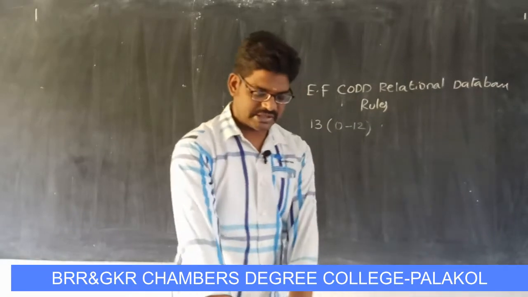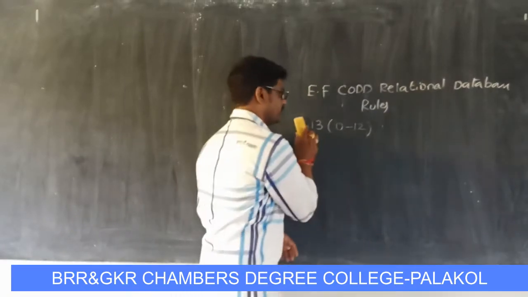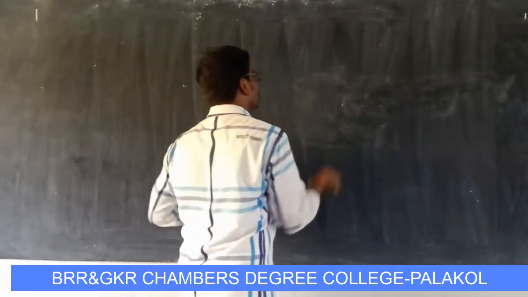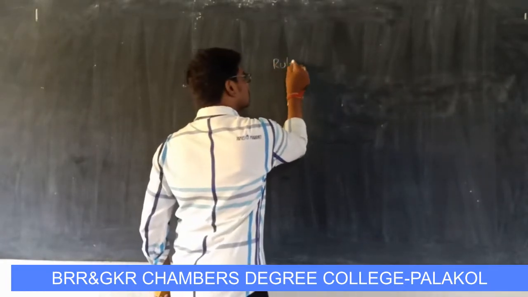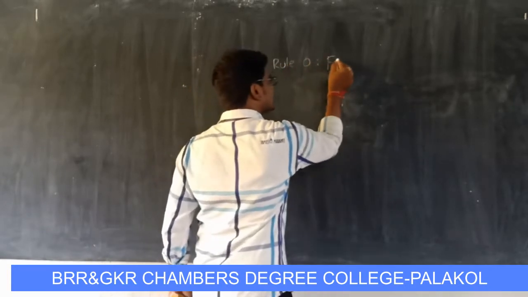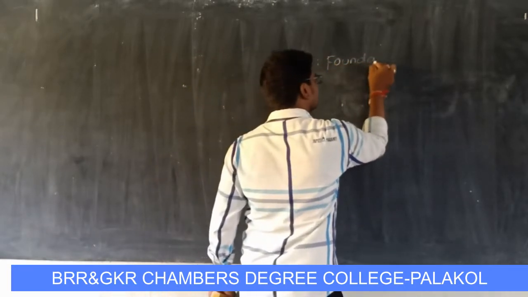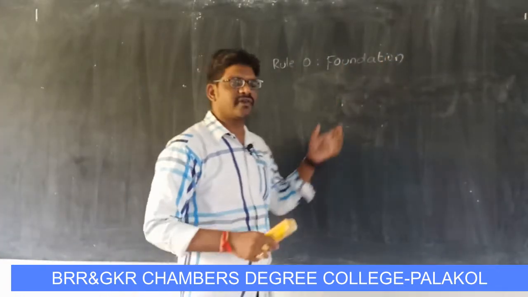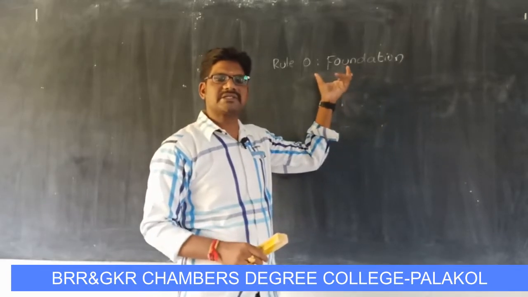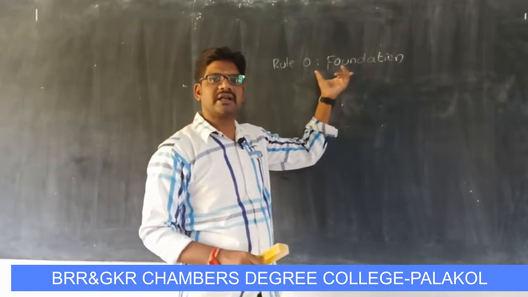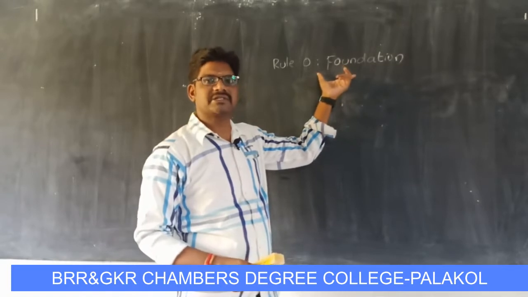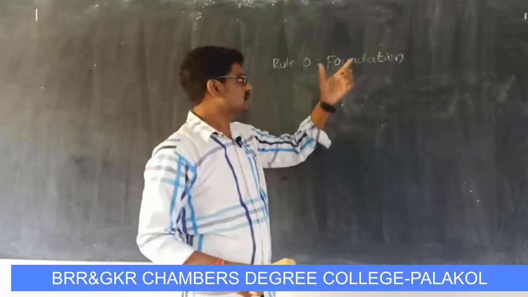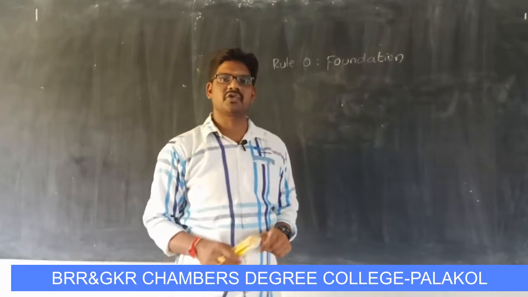What is the first one? Rule 0 is the foundation rule. What does the foundation rule mean? The RDBMS must manage all the relational data within the database. So the data must be managed in the database. That is the foundation rule.